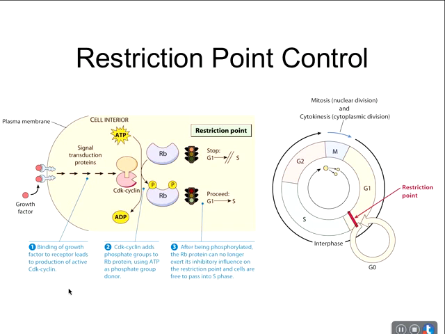So growth factor binds to receptor. Receptor causes the signal transduction cascade to work, the production of cyclin. Cyclin and CDK bind together, phosphorylate RB. RB no longer inhibits the restriction point. You now push past the restriction point and enter into the S phase and move the cell forward into DNA synthesis.